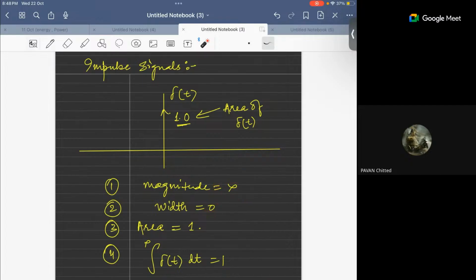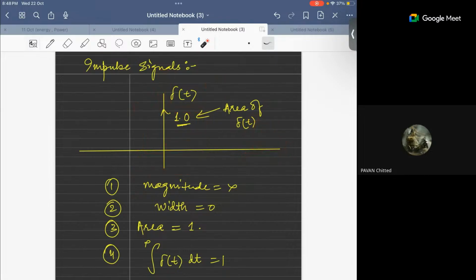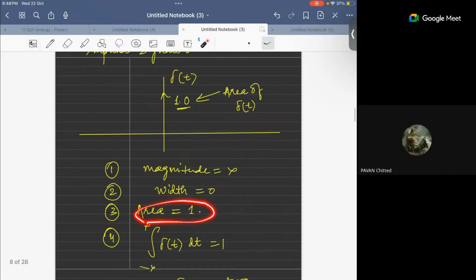And there is a proof also. Let's say you have a rectangular signal with some width. If you start decreasing that width, the magnitude will start increasing because the area should come out to be 1. As it compresses, the width tends to 0 and the magnitude tends to infinity. That is how you get the area as 1. So for a delta function the area is 1 but the width is 0. I hope you are able to understand this. The area is 1, and that is what we represent the delta function as.